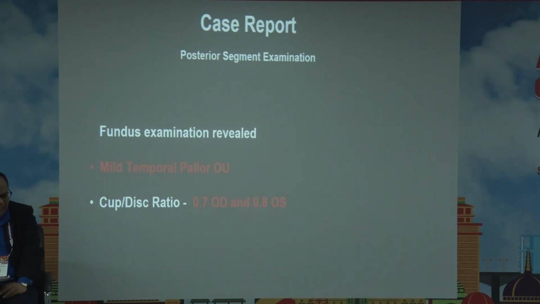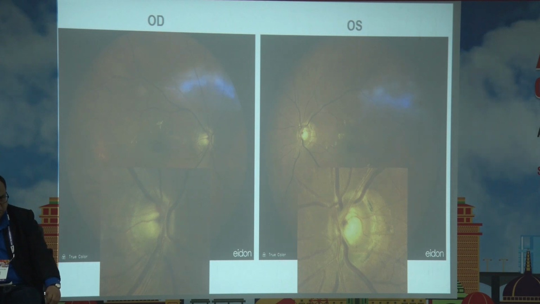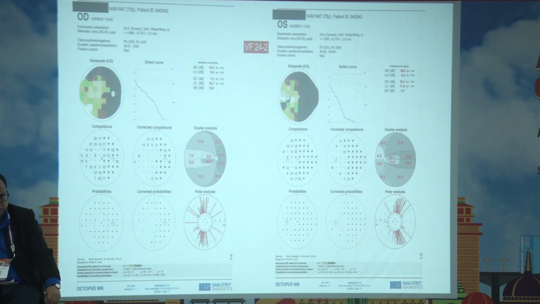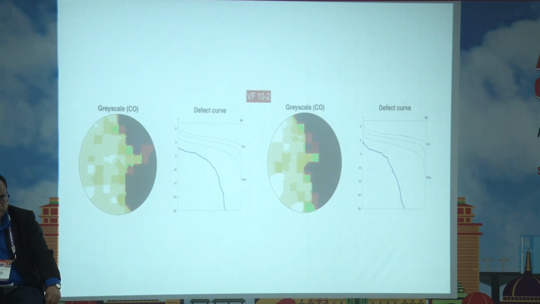On the posterior segment examination, there was a mild temporal pallor owing to his neurological issues, and the cup disc ratio was 0.7 and 0.8 respectively, and this is the fundus photograph of that particular patient. And 24-2 and 10-2 was actually done, and this is the visual field of that particular patient, 24-2. And this is a 10-2 of the same, depicting some more localized defect in the other area as well.